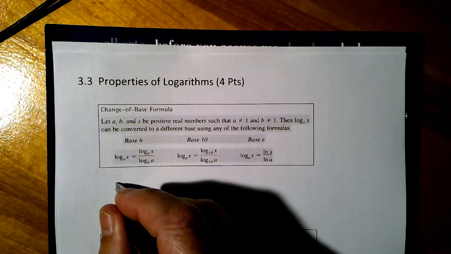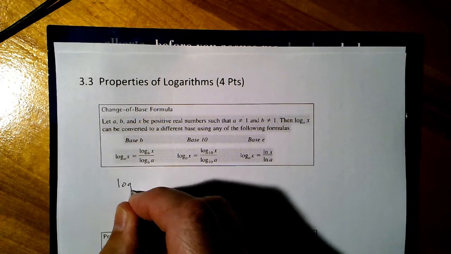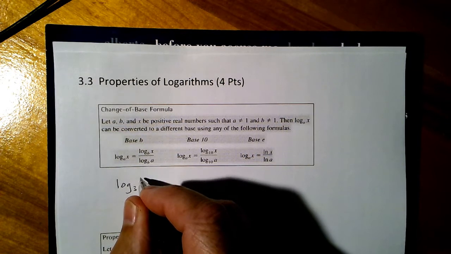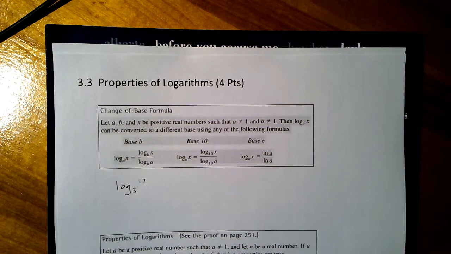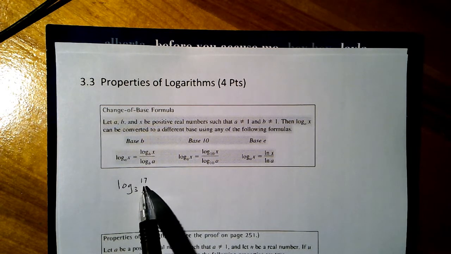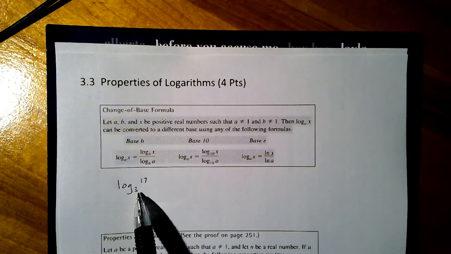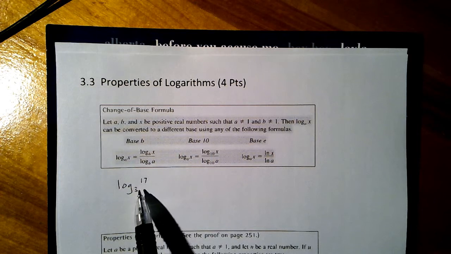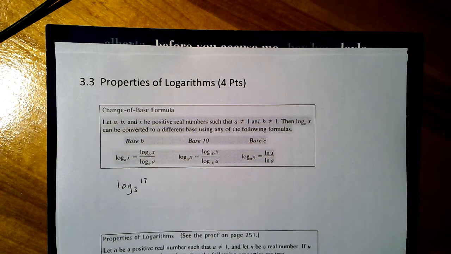Let's say, for instance, I wanted log base 3 of 17. And we know now that's a great way to say it, terrible way to think of it. This is the exponent that turns 3 into 17. Well, 3 to the second is 9, 3 to the third is 27, so the exponent is somewhere between 2 and 3.